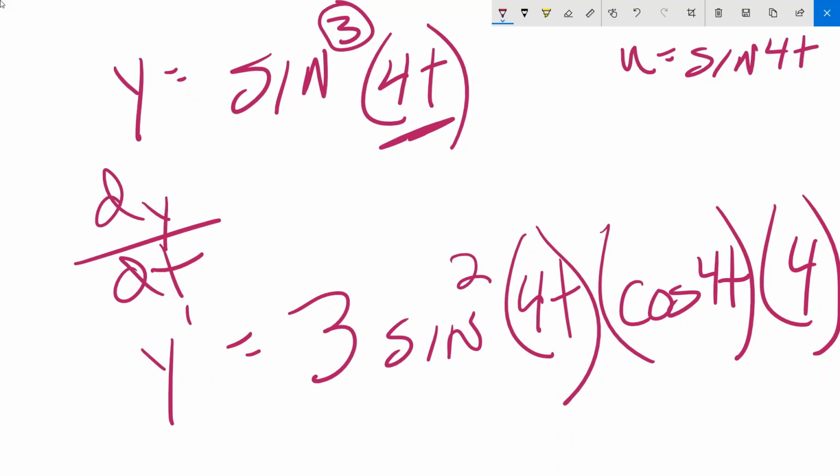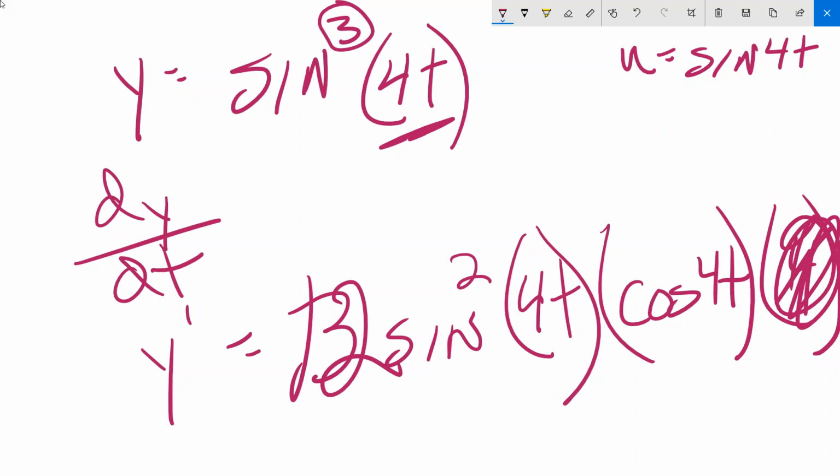Obviously we take that 4 and multiply by the 3, so that becomes a 12. And that's the answer: 12 sine squared of 4t times cosine of 4t.